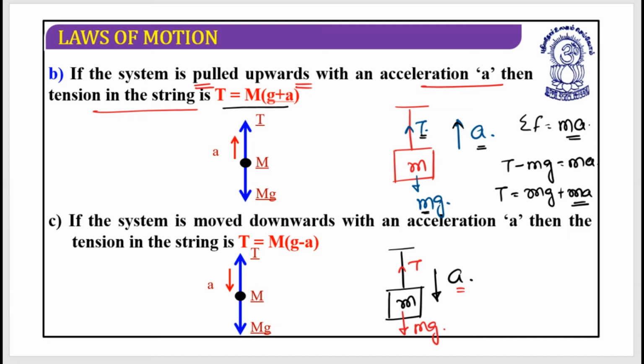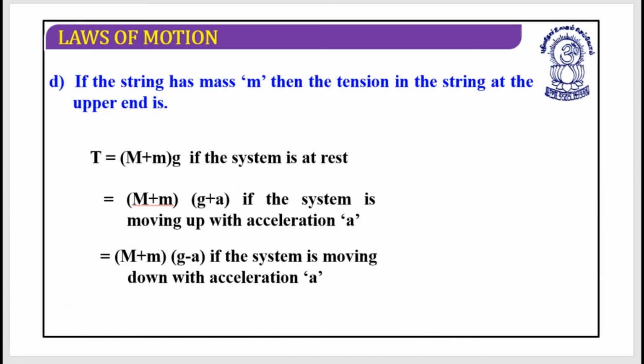mg would be the greater, and if mg is the greater, it would be mg minus T equals ma, and from this T should be equal to mg minus ma. So this is T equals m into bracket g minus a. I hope these things are clear. Is it clear? Let's have one more relation.